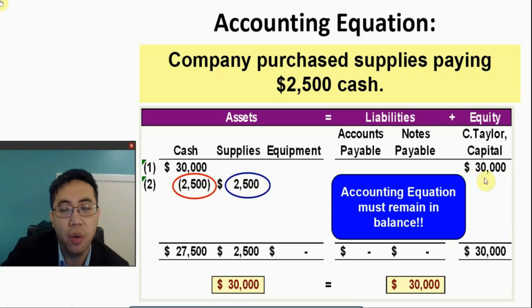And on the other side, when you see equity, there's no change at all. There's no owner's withdrawal. There's no owner's additional capital being put in there. So it is still $30,000.